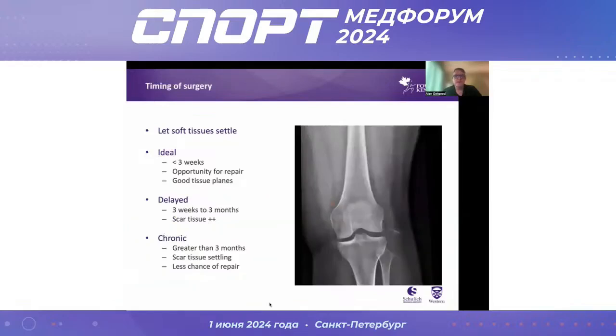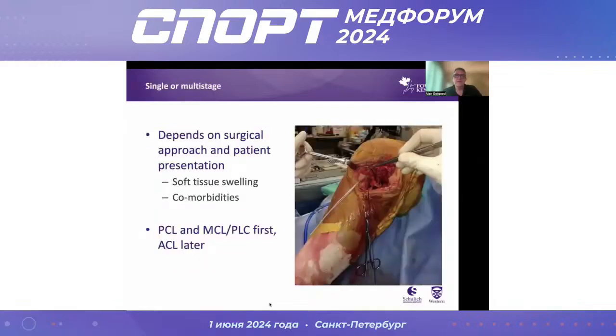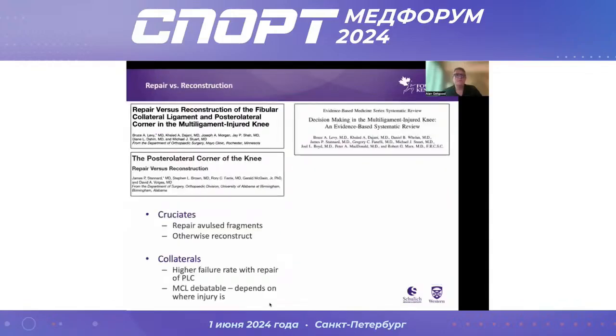Timing of surgery, well, I've already talked about being part of the RCT. In the ideal scenario, as current evidence, and certainly my own practice, would be to try and do things at the earlier stage, less than 3 weeks, and then if we're delaying things after 3 months. But ultimately, ideally, you want to have a quiet knee with a good range of motion. In the chronic scenario, greater than 3 months, that's when the scar tissue settles and there's less chance of being able to repair structures. You can stage them. You can do things at different stages, but it really depends on the surgical approach and the associated comorbidities. So if I were to stage anything, I would do the PCL and corner first and then an ACL later. Usually I try and do everything all in one go.